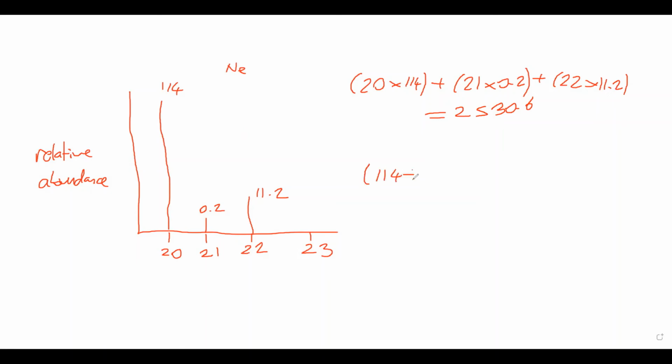So then our second step is to add all these up to work out our total. So we do 114 plus 0.2 plus 11.2, which comes out at 125.4. We can then do our 2530.6 divided by 125.4, which comes out at 20.2 as our atomic mass for the neon. So whenever you get presented with something that doesn't add up to 100, you have to divide it by the new total rather than dividing by 100 like we did previously.